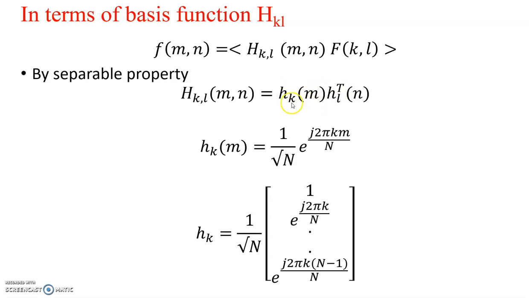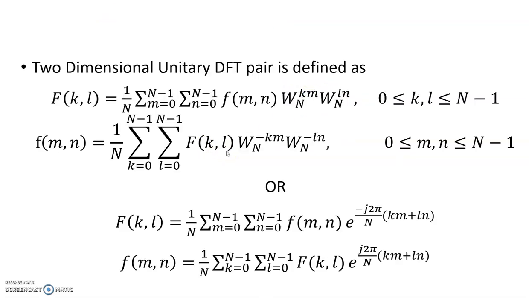So I can write down the expression for HKM. HKM equal to, in your expression, 1 by n into e raised to j 2 pi by n into (km plus ln) is your basis. Here, by the separable property, I can separate HKM and HLN. HKM means I take the first term, e raised to j 2 pi by n into km. Then I have the term 1 by n outside, so I take 1 by root n with one pair and 1 by root n with another pair. So 1 by root n into e raised to j 2 pi by n into km is my HKM. Then 1 by root n into e raised to j 2 pi by n into ln will be my HLN.